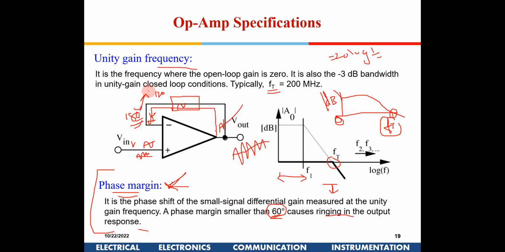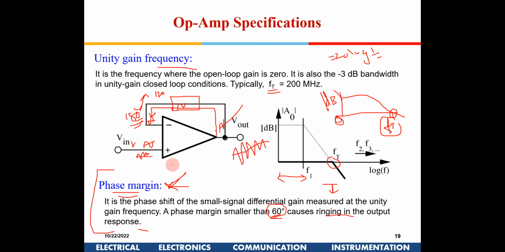So it is just a measure of how stable it is. If it is close to 180, there is a very high chance that it will break into oscillations. But sir, in negative feedback, we are expecting a 180-degree phase shift. No, that is if you have a pure R network. But many times you will have R's and C's, and then it might result in phase shift also.